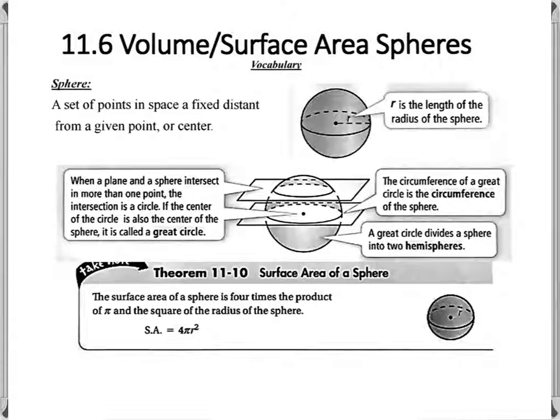11.6 Volume and surface area of spheres. A sphere is a set of points in space a fixed distance from a given point, or center. The surface area formula for a sphere is 4 times pi times the radius squared. So for a sphere, you only need one measurement, and it's the radius, in order to find its surface area.